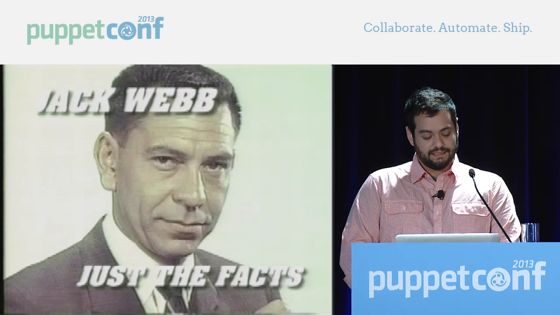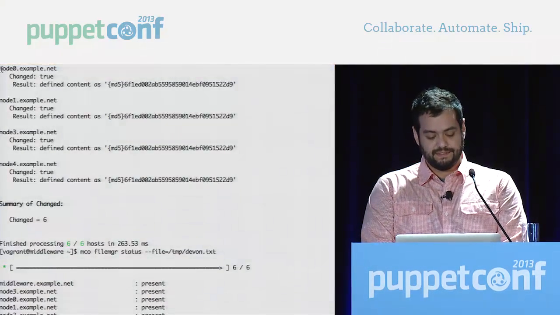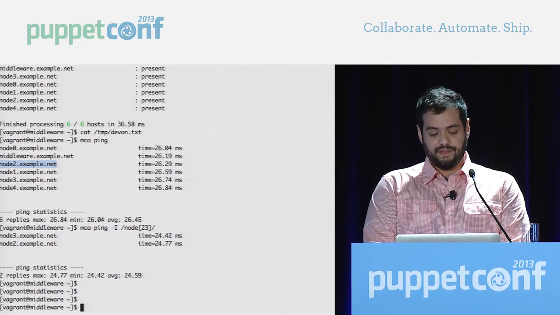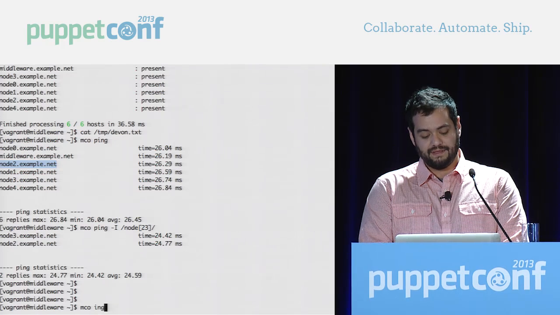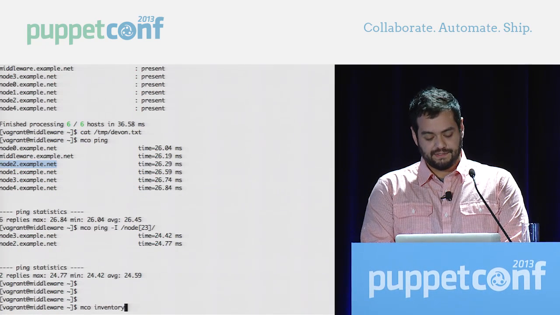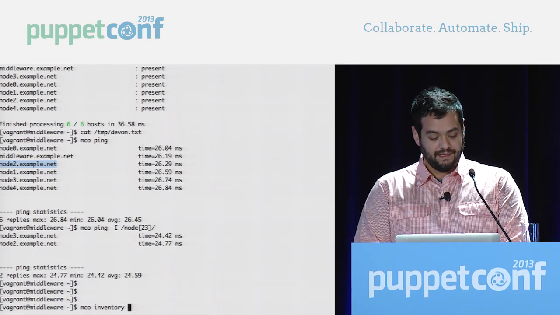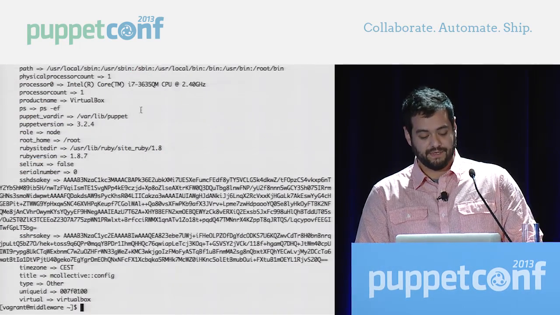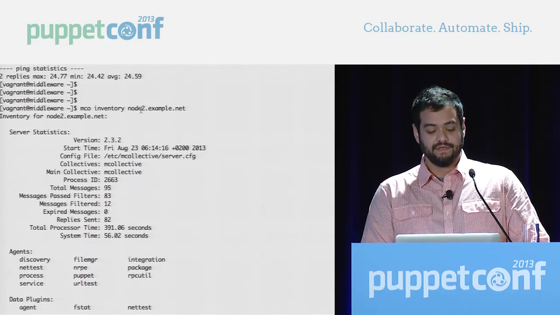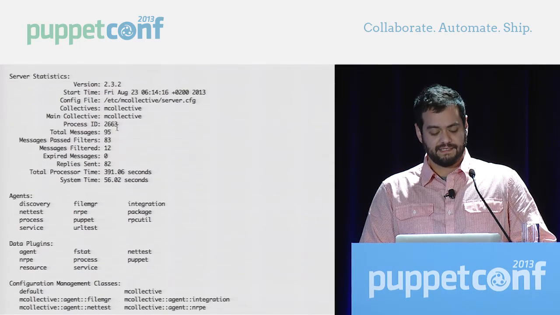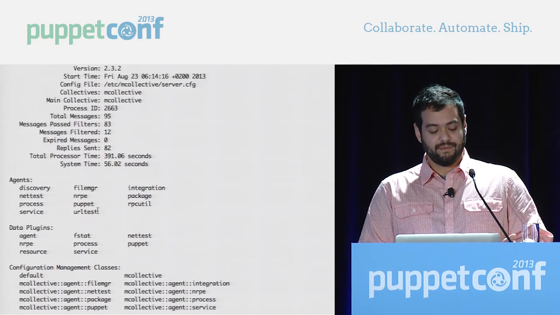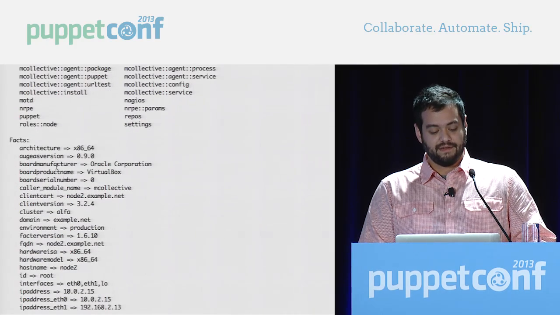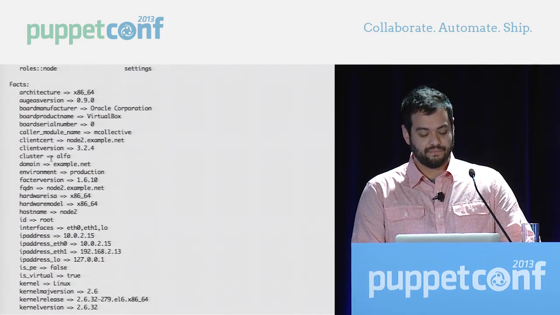But let's actually look at some facts on a node. To do this, I'll show another tool here. There's a built-in MCO inventory application. And so you give it an identity, and you get some information about this node as it relates to MCollective. So simple MCollective server statistics, information about what things are loaded up into it, and then finally, all the facts on this node.